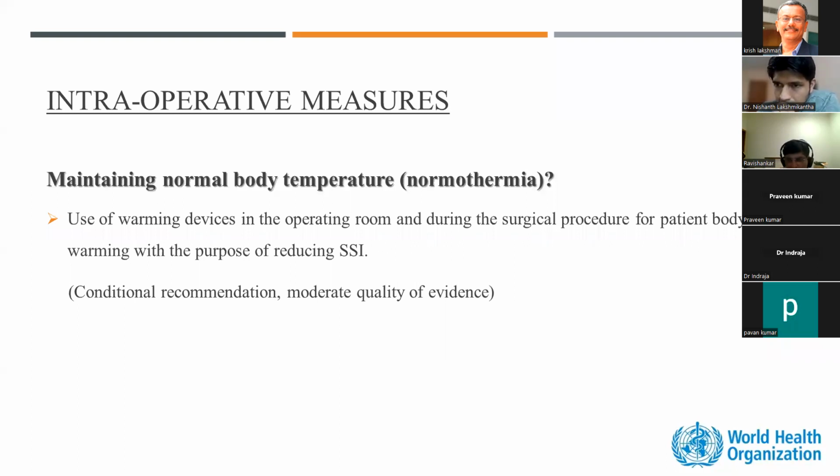Sir, most of the organisms will grow at low temperatures. Okay. No. Then why do you keep food in the fridge? Correct, right?